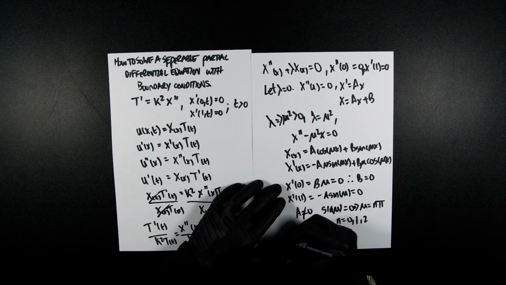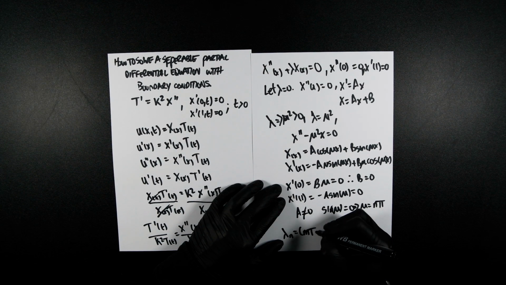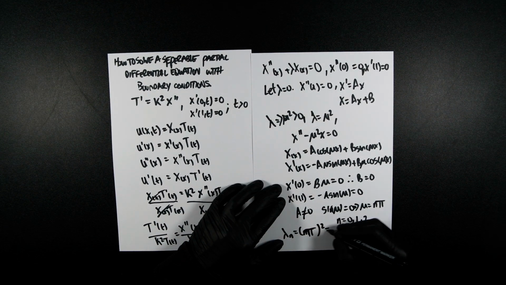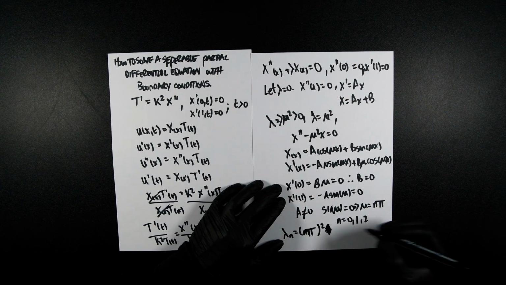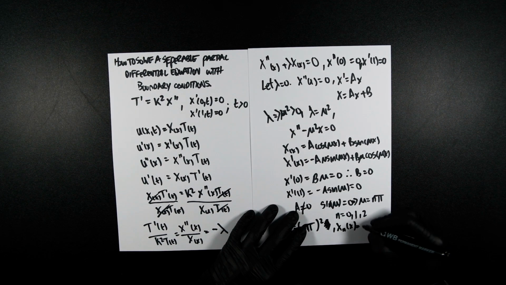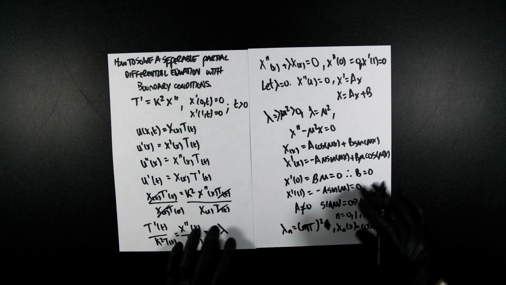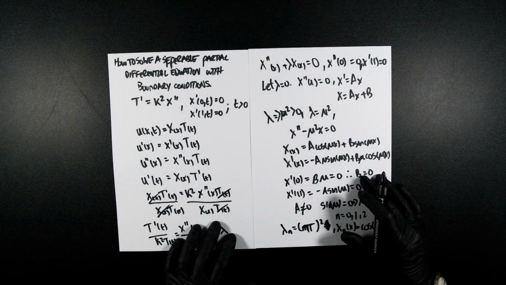Thus lambda n equals n pi all squared, and X n of x equals cos n pi x. We're going to tie this all together now.